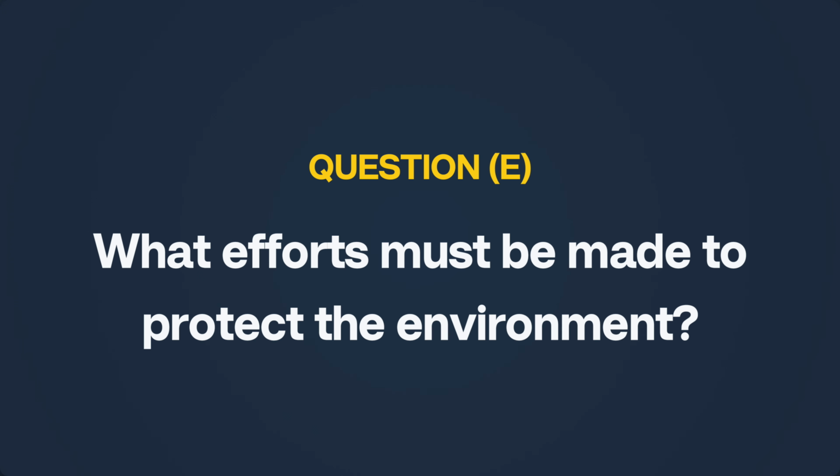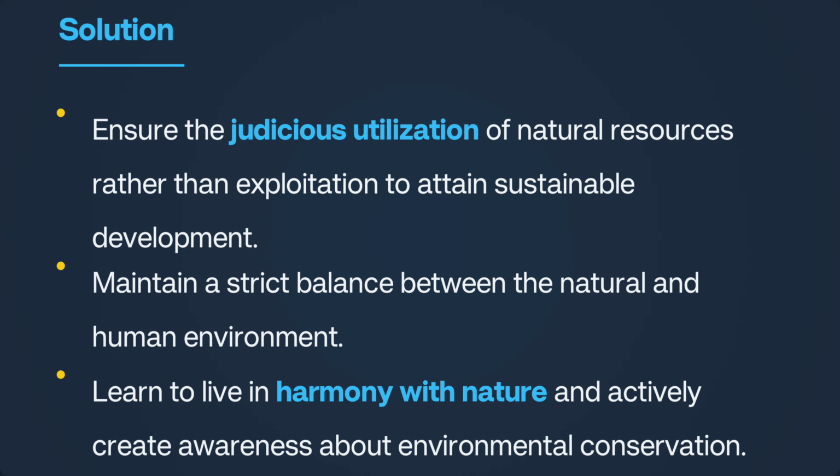Question E. What efforts must be made to protect the environment? Let's see what the answer says. Answer. We should ensure the judicious utilization of natural resources instead of exploiting them so that sustainable development can be achieved. We must maintain a proper balance between the natural environment and the human environment. We should also learn to live in harmony with nature and actively spread awareness about environmental conservation. These are important steps that help us protect our environment. Now, let's proceed to our final question.